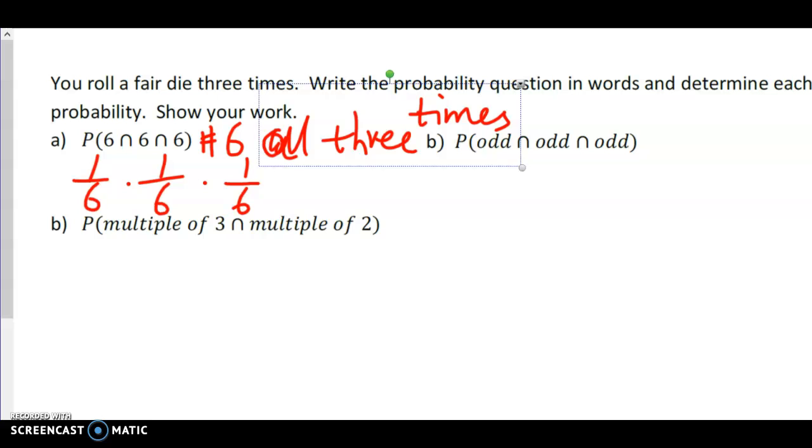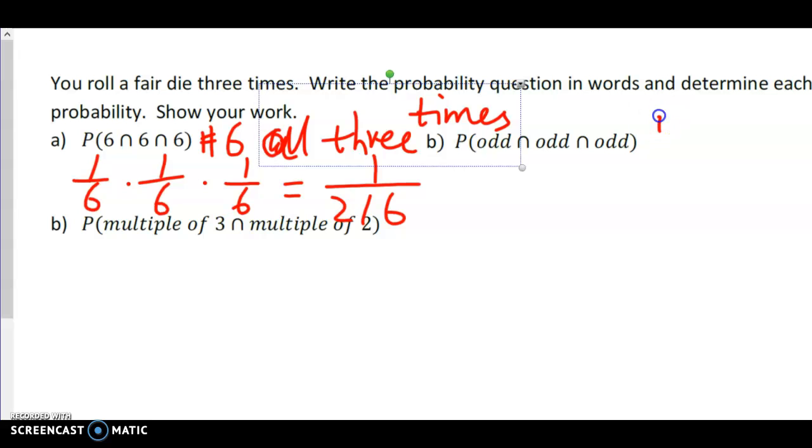So each roll will have the same probability, which is 1/6. Then we multiply them together, that will be 1/6 times 1/6 times 1/6. That will be the probability. Okay, next one.